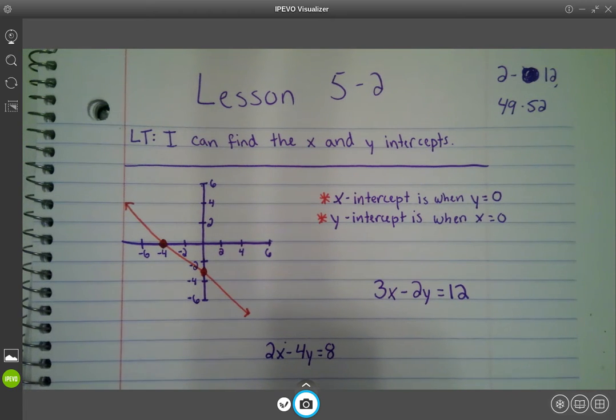Hey there, Algebra. We're going to be doing lesson 5-2, problems 2 through 12, 49 through 52. I can find the x and y intercepts.